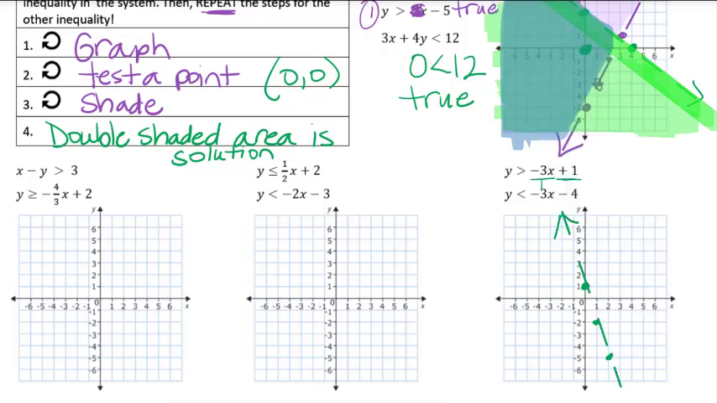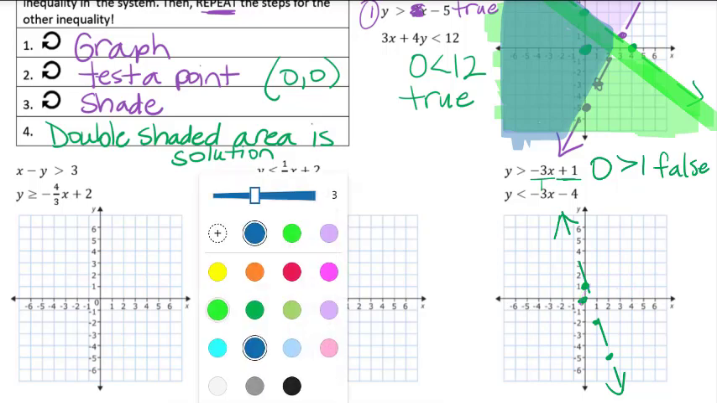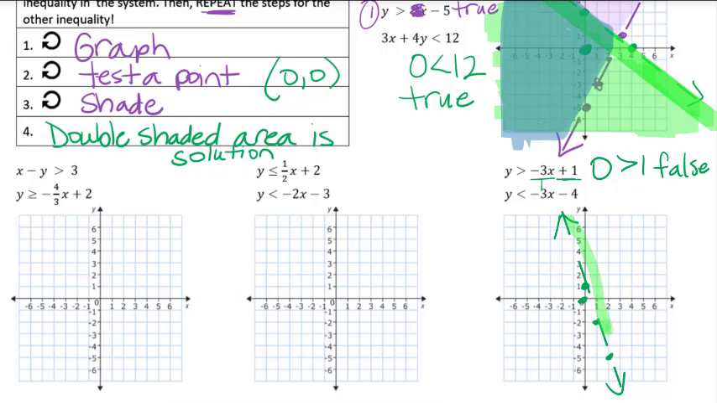Dashed line, and then I'm going to plug in 0. Is 0 greater than 1? 0 is actually smaller than 1, so this is false. So I don't want to shade this side with 0. I want to shade the opposite side. So I'm going to go ahead and do that. I'm going to shade this whole area.